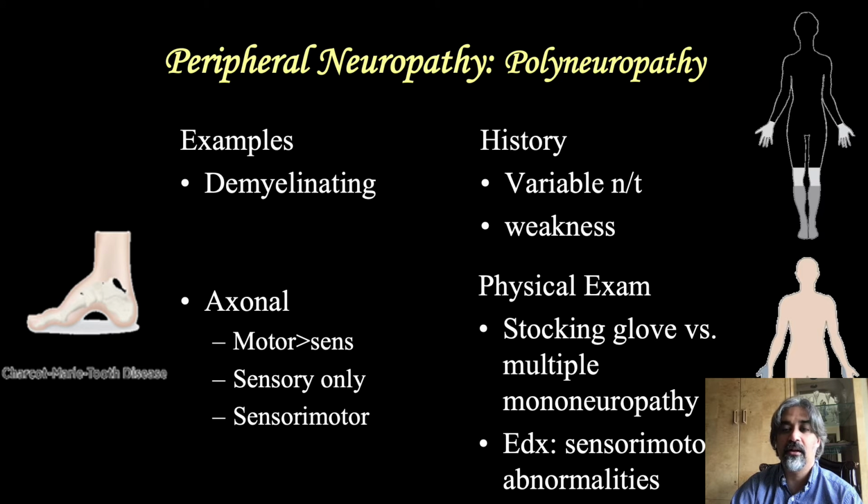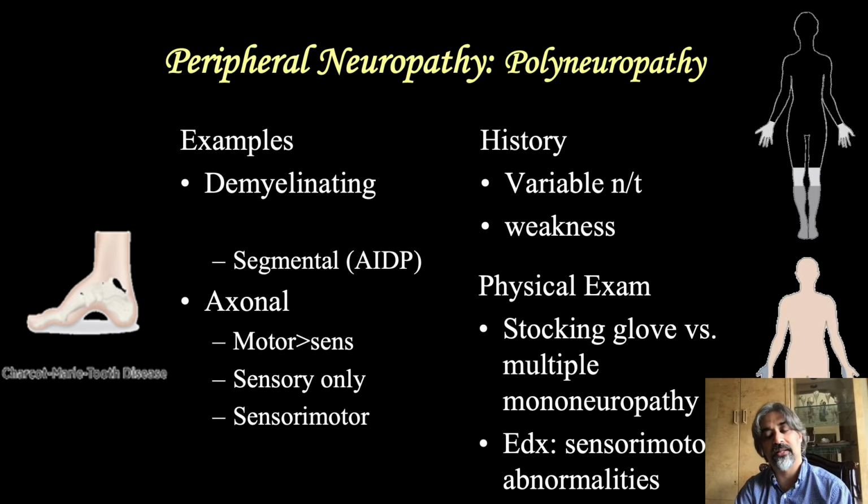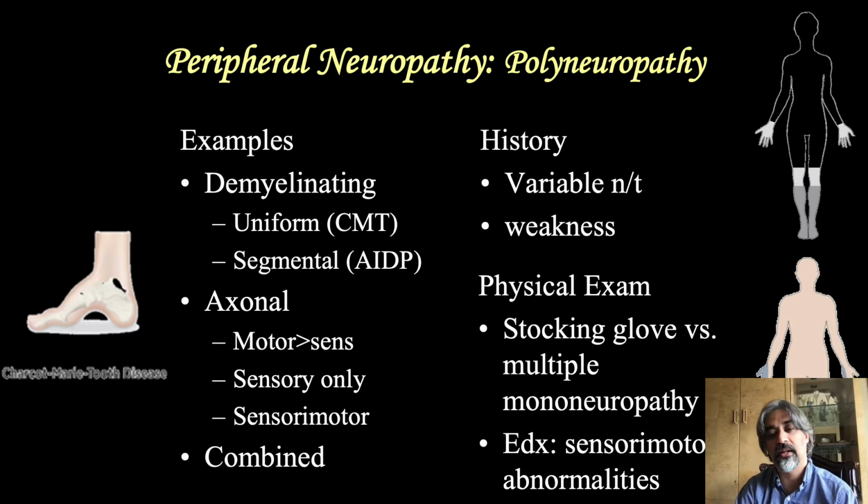Axonal can affect sensory, motor, or both. Demyelination can be subclassified into segmental, like GBS, versus uniform, like Charcot-Marie-Tooth disease. Finally, the nerves can have a combination of axonal and demyelinating features.